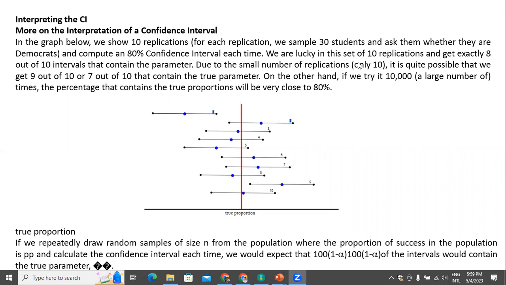We are lucky in this set of 10 replications and get exactly 8 out of 10 intervals that contain the parameter. Due to the small number of replications, only 10, it is quite possible that we get 9 out of 10 or 7 out of 10.